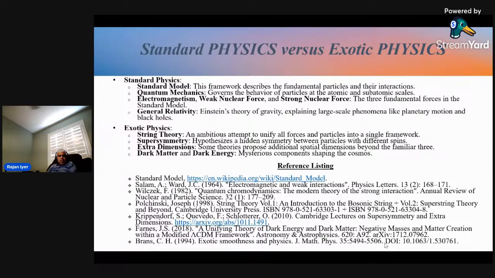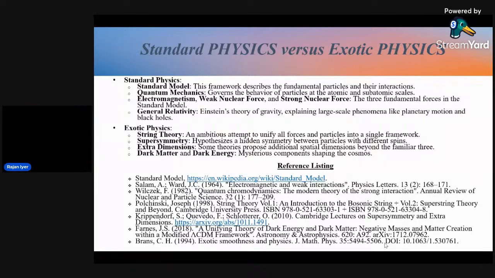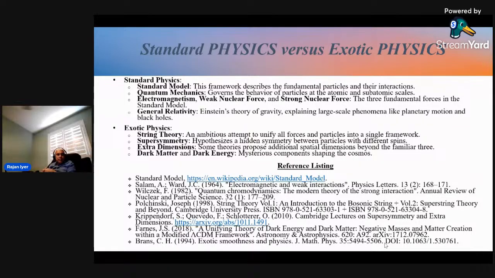Quantum mechanics governs the behavior of particles at atomic and subatomic scales. So we know the energy is quantized, and how they work is what quantum mechanics talks about. So electromagnetic, weak nuclear force and strong nuclear force, we know they should be interconnected. These are the three fundamental forces in the standard model, and the standard model tried to unify them together. But the question of gravity is still, like I say, up in there.